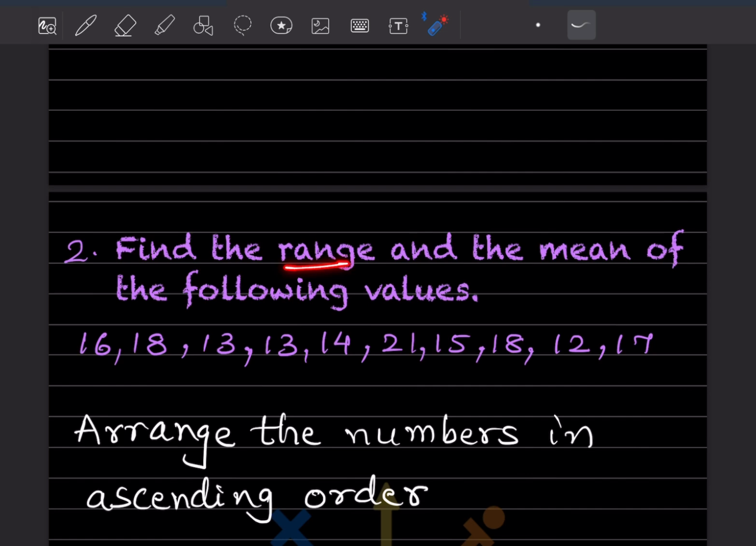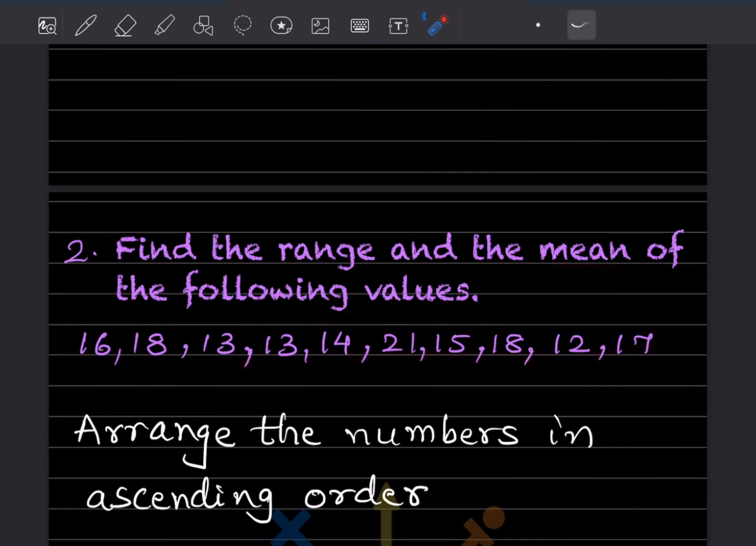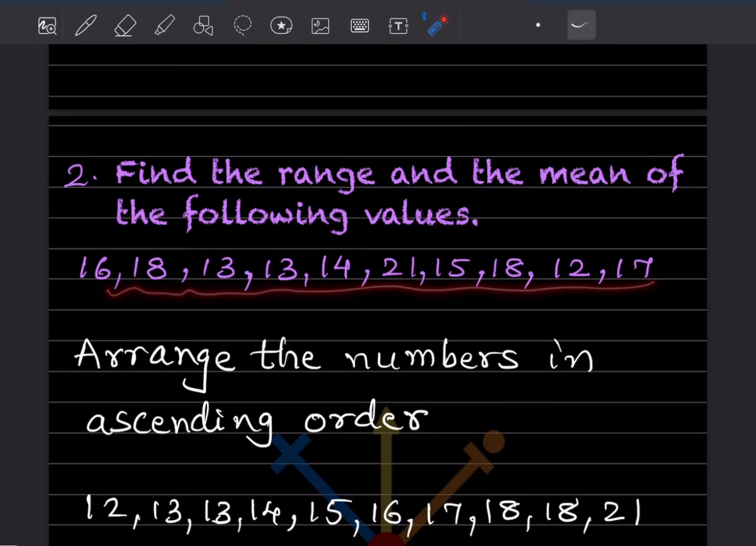Find the range and the mean of the following values. For the mean, it's okay. You can see these numbers are not arranged in ascending order: 16, 18, then comes the smaller number 13 and so on. For the mean, you have to add all these numbers, so the order doesn't matter. But for the range, the formula is the highest minus the lowest. So it's better to arrange these numbers in ascending order.